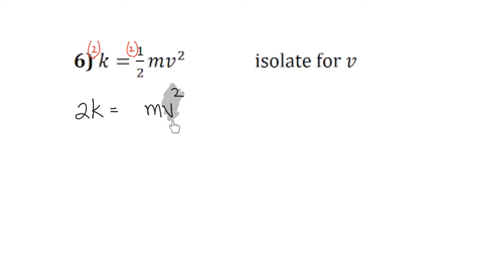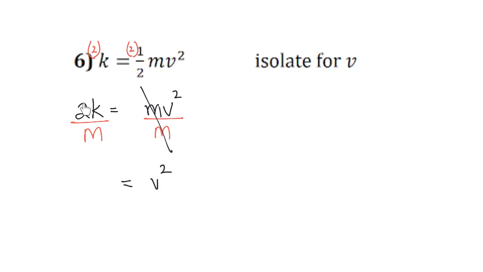So if they're being multiplied, we need to perform the opposite operation in order to get rid of the m. The opposite of multiplication would be division. So we are going to go ahead and divide both sides by m to get rid of it. On the right-hand side, remember that we have m divided by m. That's going to give you a 1, or we can say that they just cancel out. So on the right-hand side, the only thing that's going to be left is v squared.